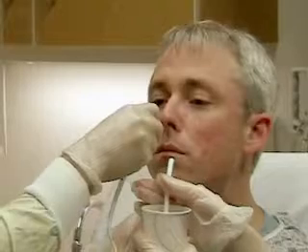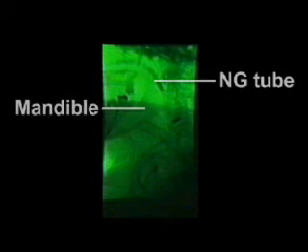This is a fluoroscopic view of a nasogastric tube being inserted. As the tube reaches the level of the larynx, advancement is temporarily halted. The tube is then inserted as the patient swallows, and, once past the larynx, is rapidly advanced.